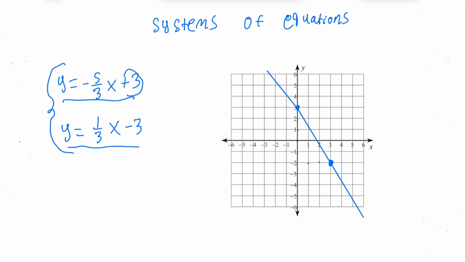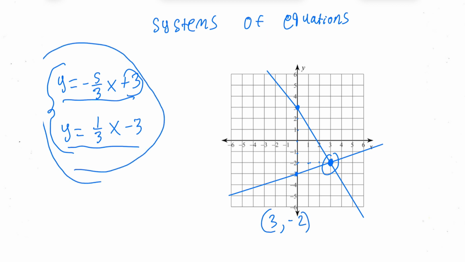Then our other line has an intercept at negative 3 and a slope of 1/3, so 1, 2, 3. So these lines intersect here, and that is the point 3, negative 2. So the solution to this system of equations is 3, negative 2, or x equals 3, y equals negative 2.